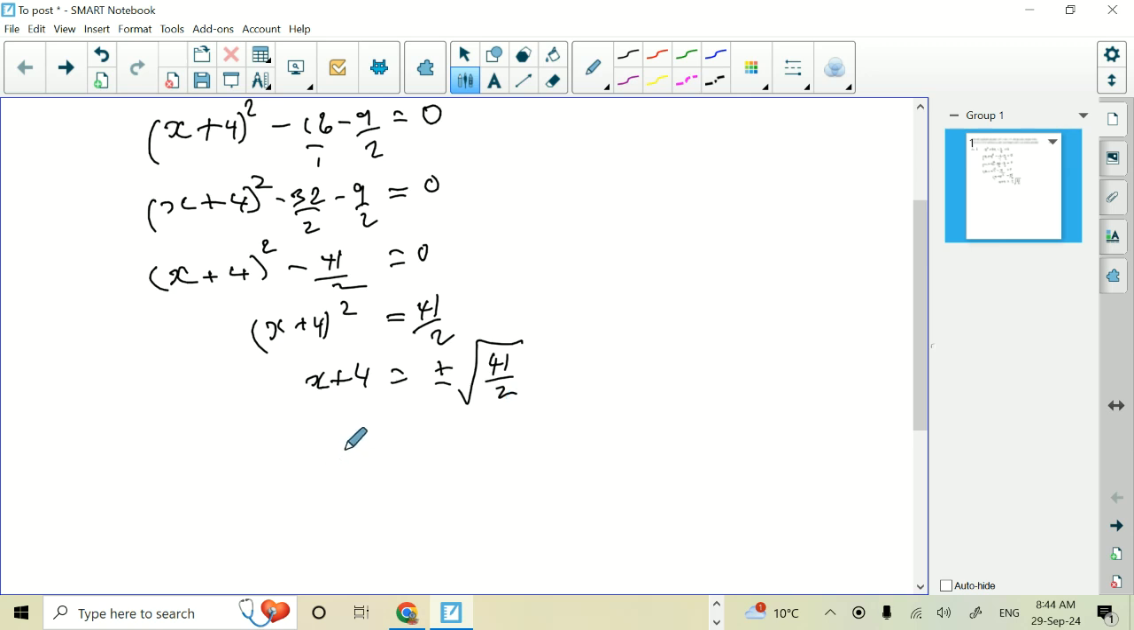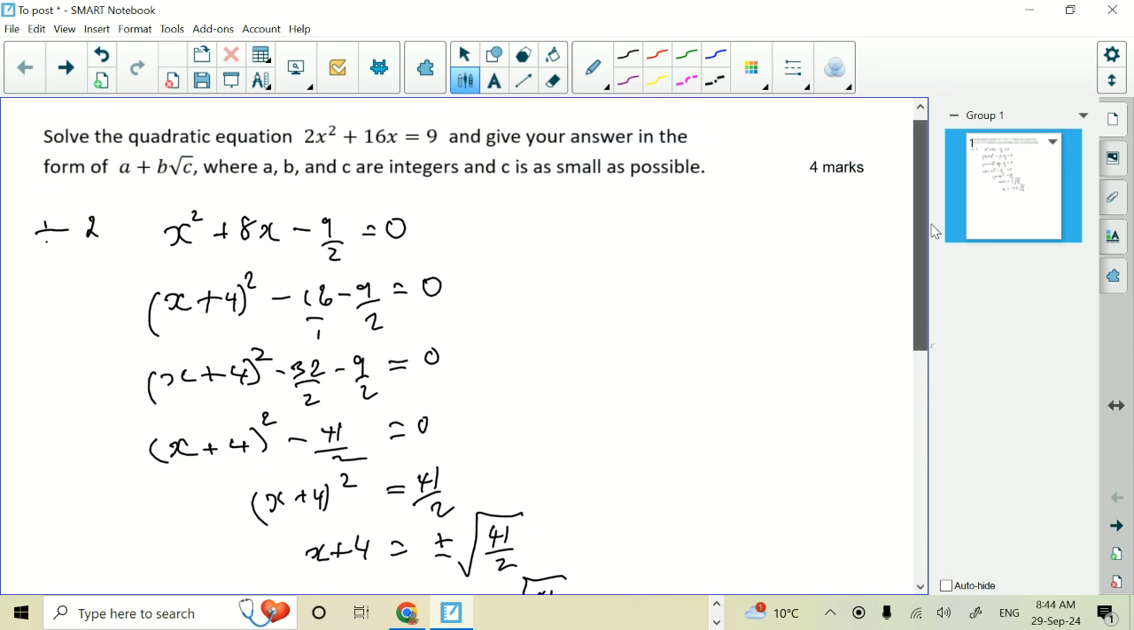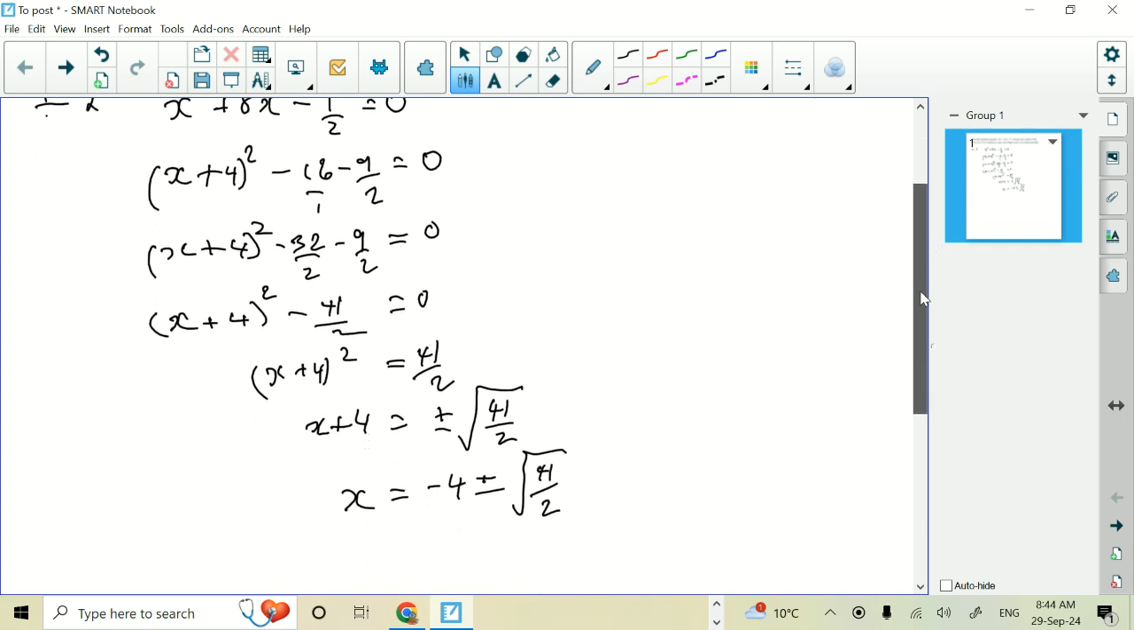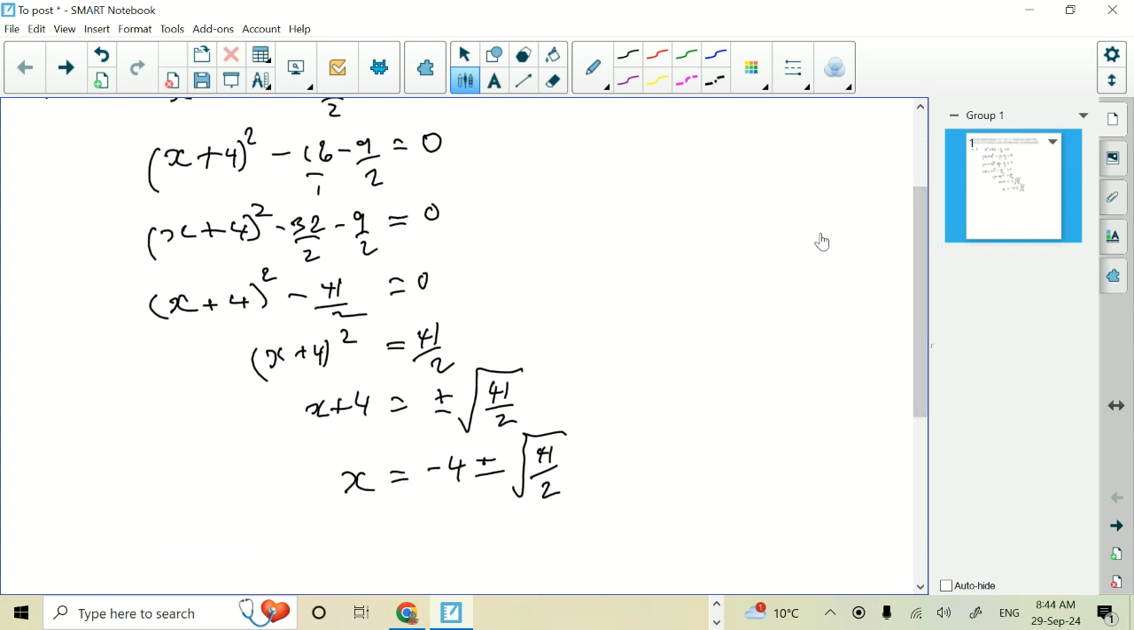And to complete it, that gives me x is equal to minus 4, take the 4 to the other side, minus 4 plus or minus the square root of 41 over 2. And that's the answer. And that's written in the form that they want, of a plus b root c, for 4 marks.